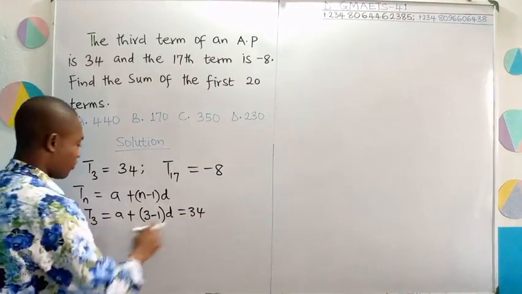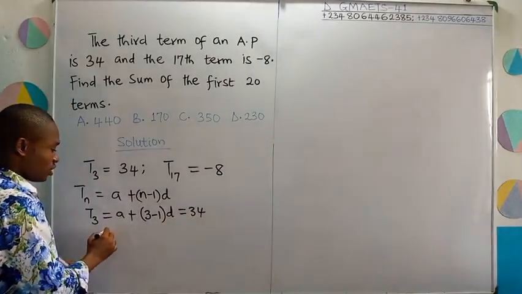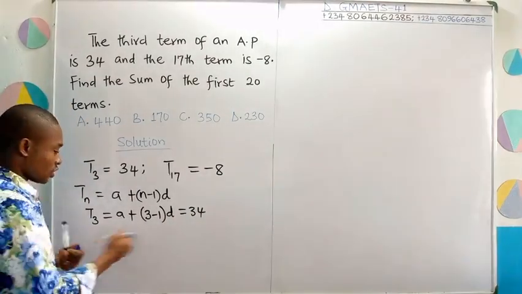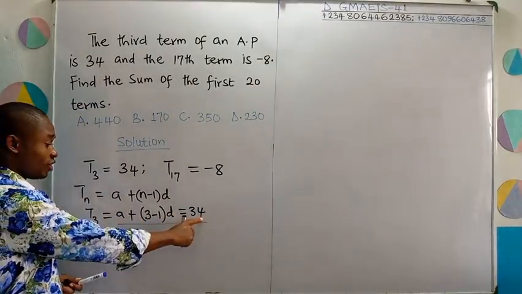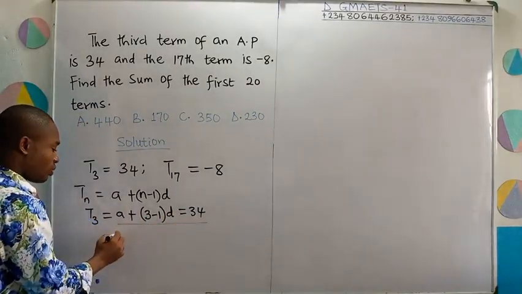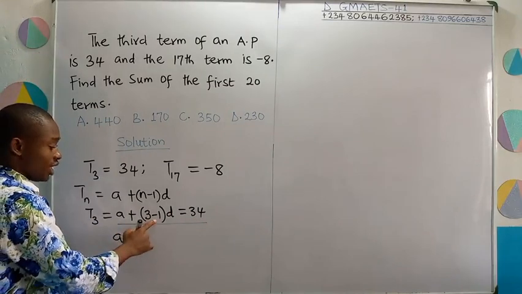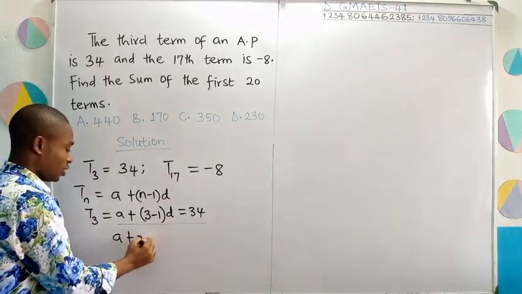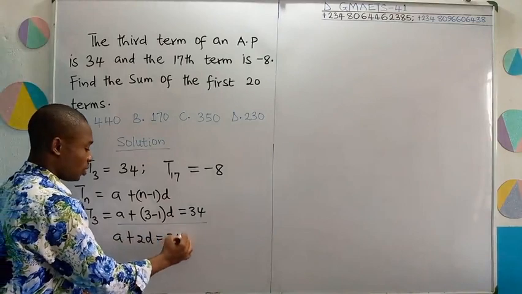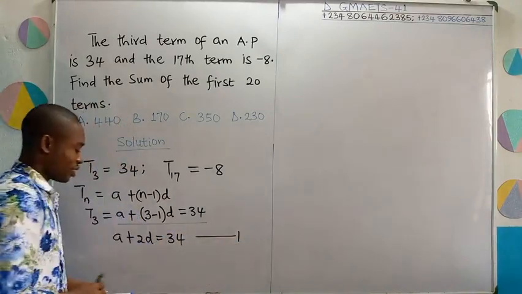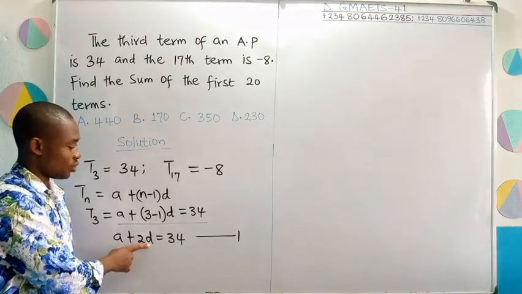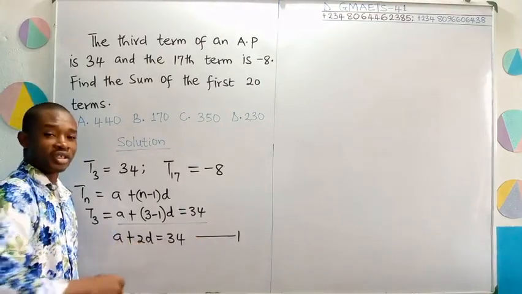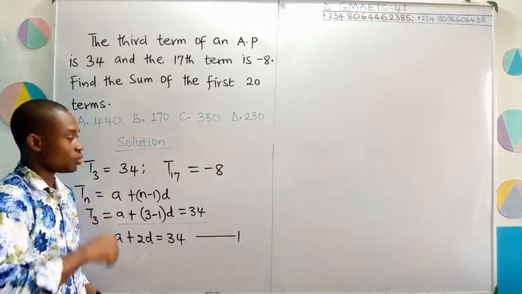T3 is 34. If we solve this, I'm going to just focus on this part now. Is that okay? Because T3 has this value of 34. Open up these brackets. This will give us A plus 2D equal to 34. We shall call this equation 1, because there are two things whose value we don't know, and we can't solve this equation here. So we'll call it equation 1.